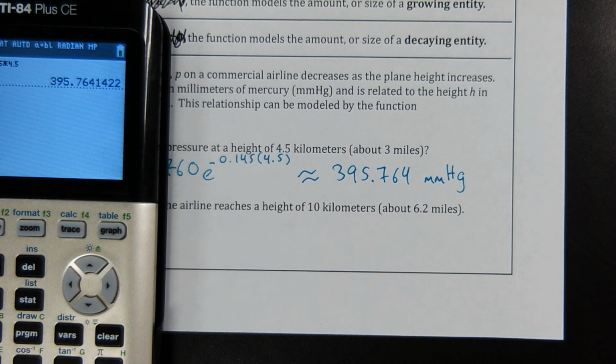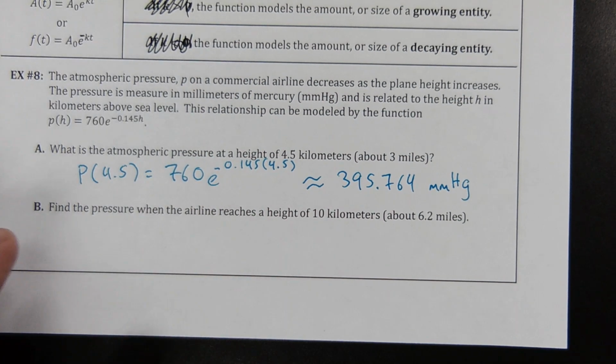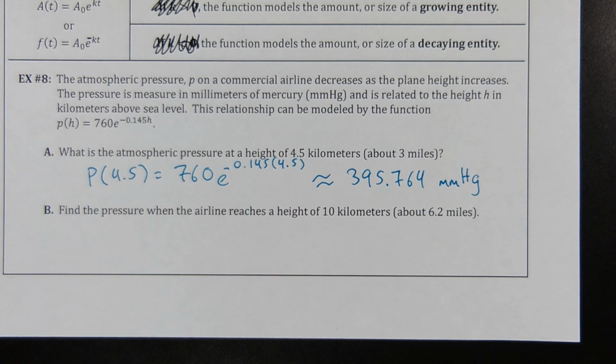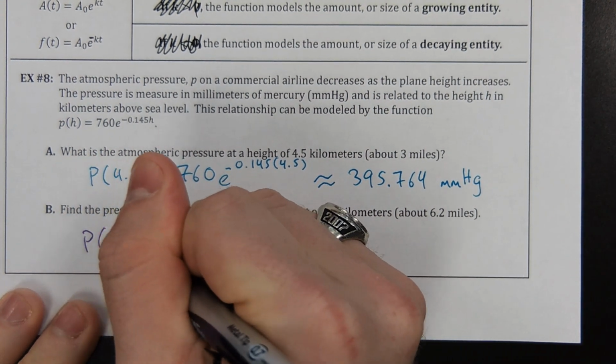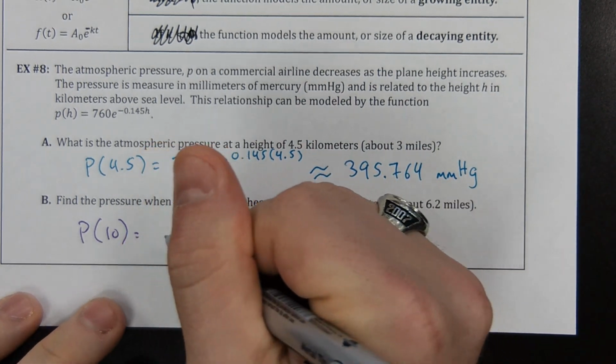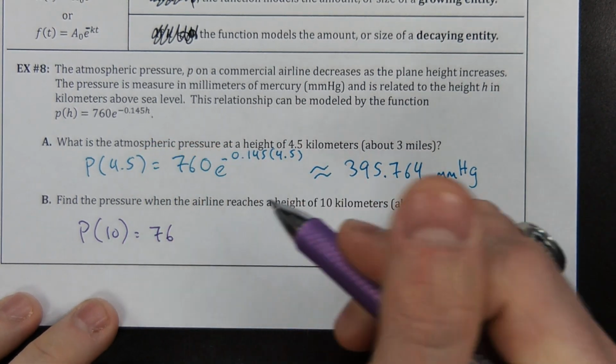You know how to find equations using exponential regression, right? If they didn't give you the equation and they told you they wanted you to use an E-style equation and you had two pieces of data, you could set up the system of equations and solve for the unknowns. Find the pressure when the airline reaches a height of 10 kilometers. Again, same thing. You're just going to plug in 10 this time. So the pressure at 10 kilometers, or about 6.2 miles, we expect to be a smaller number because as we go up, pressure decreases.